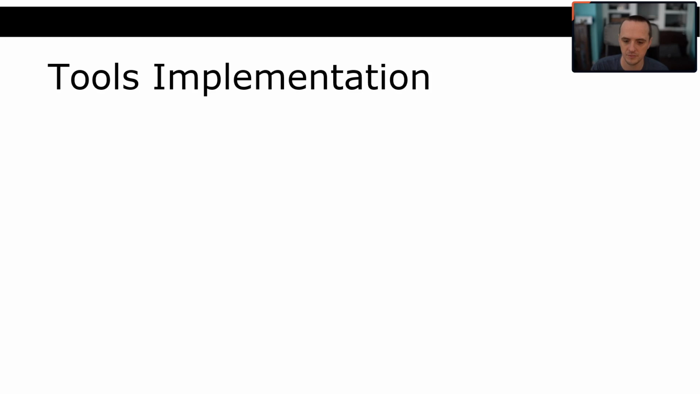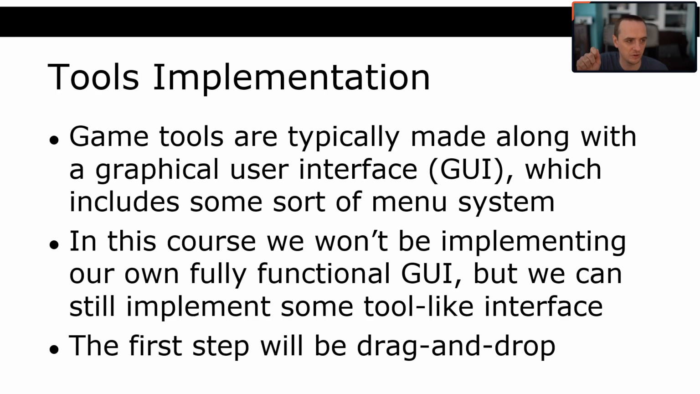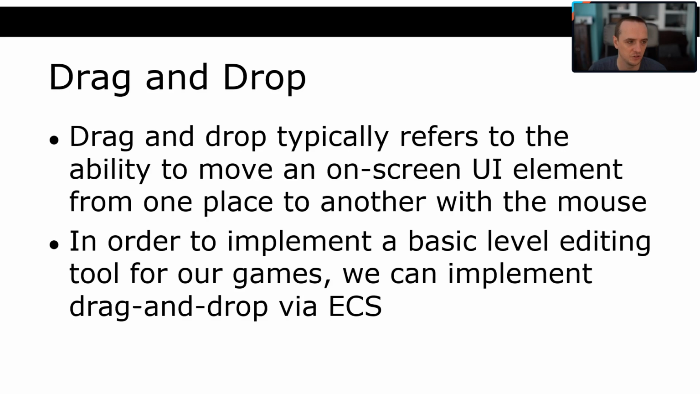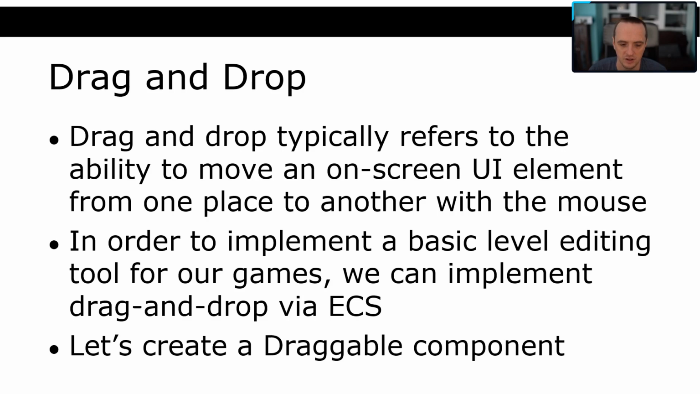Okay. So the first step is going to be drag and drop. And what I mean by drag and drop is the ability to click something, drag it, and then drop it somewhere. Okay? So, drag and drop. Drag and drop typically refers to the ability to move an on-screen UI element from one place to another with the mouse. And so, in order to implement a basic level editing tool for our games, we can implement drag and drop via ECS. So, just like anything, if we want to add a new feature to our game, what we're first going to do is create a draggable component, right? And then an entity is going to be able to have a draggable component.